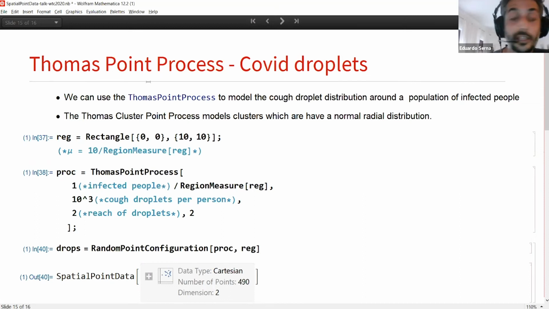So I just finish with an application. The cluster point process can be used to model epidemiological processes, like, for instance, COVID spread. I'm going to use the Thomas point process to model the cough droplet distribution around the population of infected people. This is because the radial distribution is normal, and it's reasonable to assume that there are more cough droplets closer to the infected person than further away.